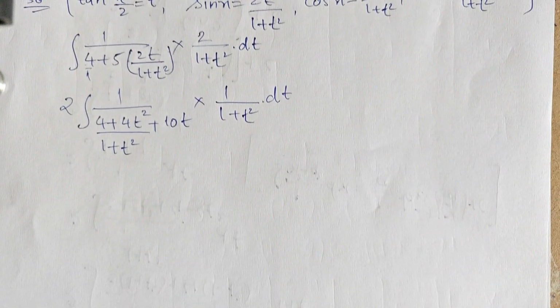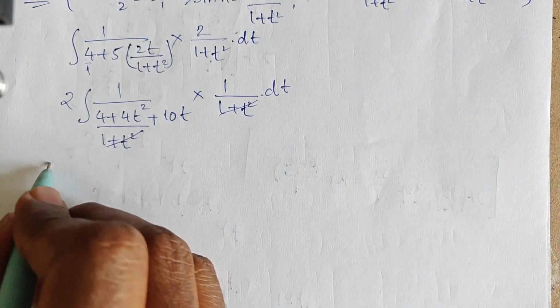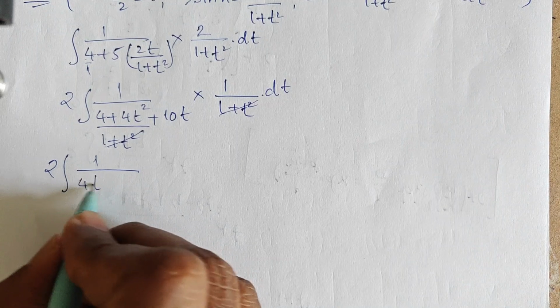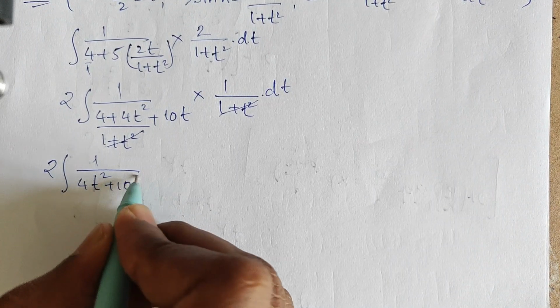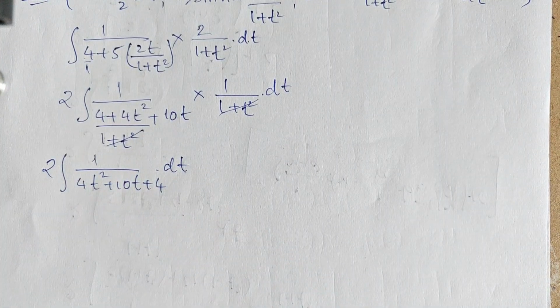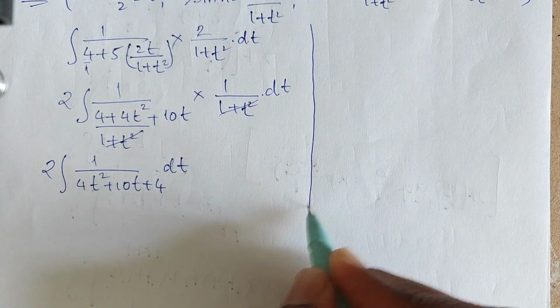Okay, now how to solve this problem? You see, this term gets cancelled. So what is left? 2 into 1 divided by, it will be 4t square plus 10t plus 4 into dt. ठीक है, अब यहाँ पे हमें डिनोमिनेटर को सॉल्व करना होगा. वो कैसे मैं आपको बताऊंगा सिंपल मेथड में.